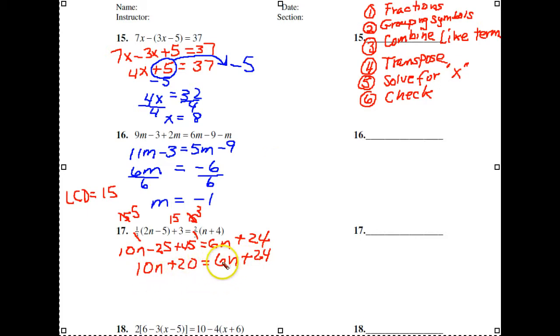So I'm going to transpose this to this side. This becomes a negative 6n, gives me a 4n. This becomes a negative 20, so this becomes a 4 on this side. Subtract 20 from both sides. Divide both sides by 4. n equals 1.